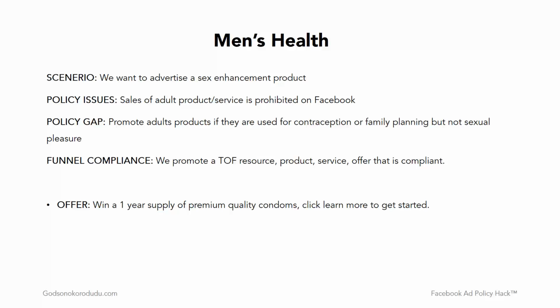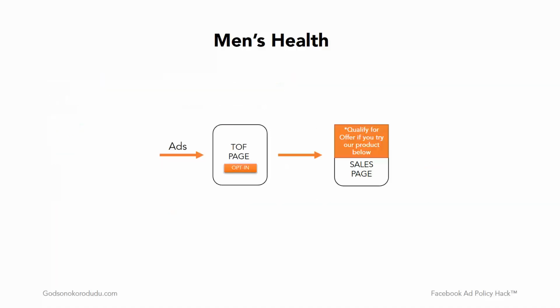So if we put out this kind of offer, the people who would likely be interested in our product are the ones who are going to click that learn more button. All right, so let's see how it's going to play out in the funnel. So let me give you a 30,000 foot view, right? So this is what's going to happen. So the person sees that ad telling him he could win a box of 1 year supplies of free condoms, top quality condoms. And then he lands on a top of funnel page, right?